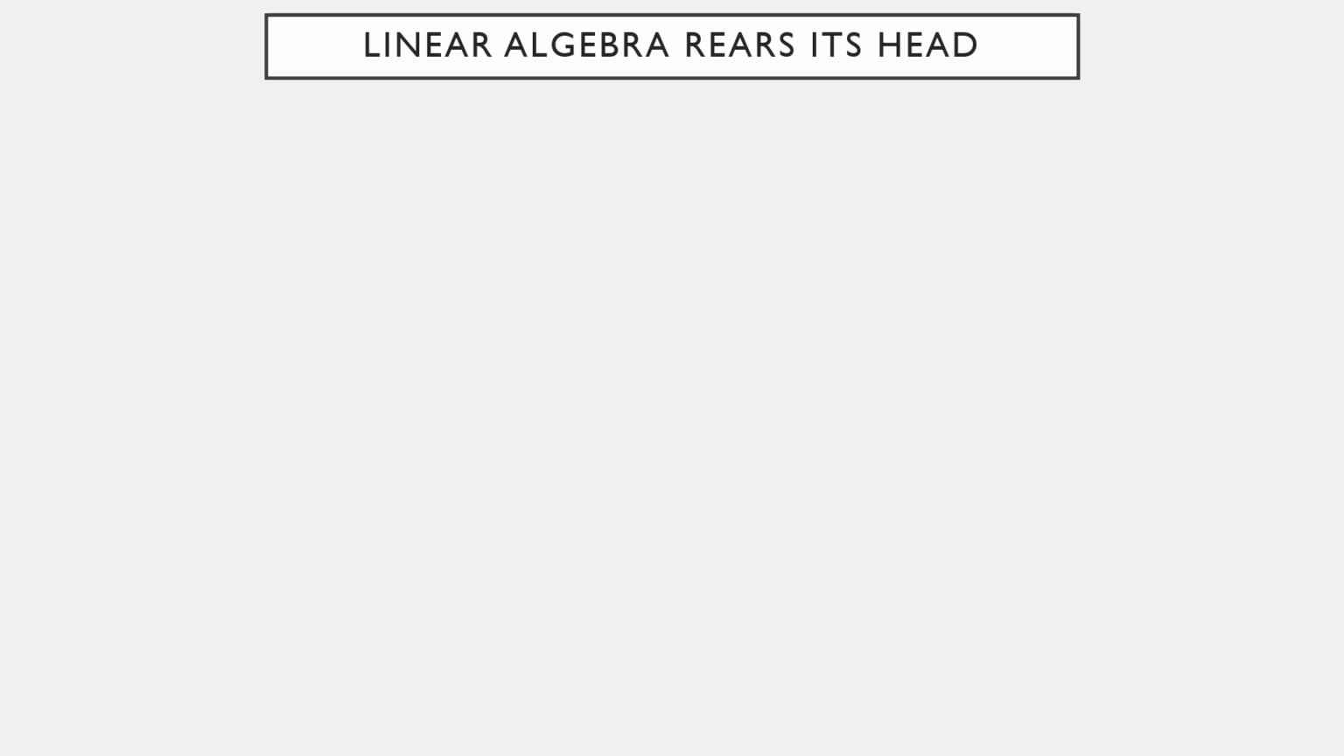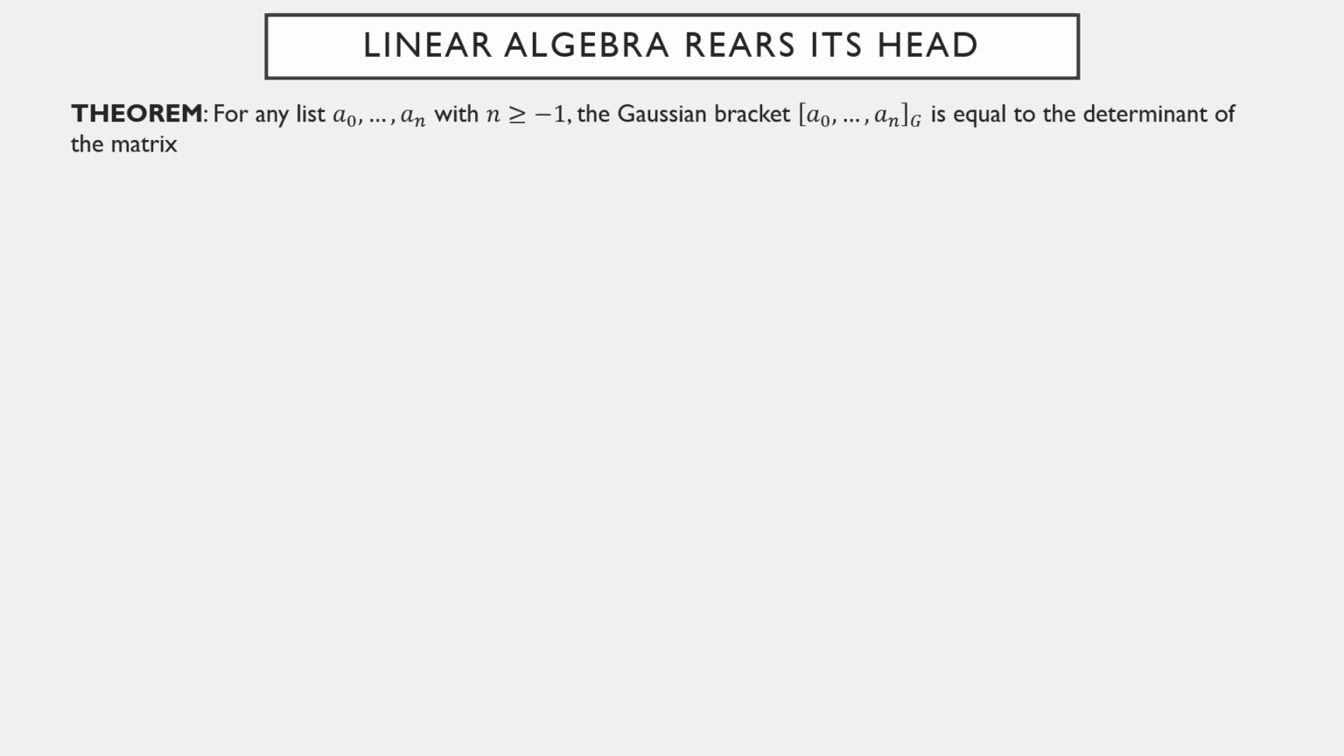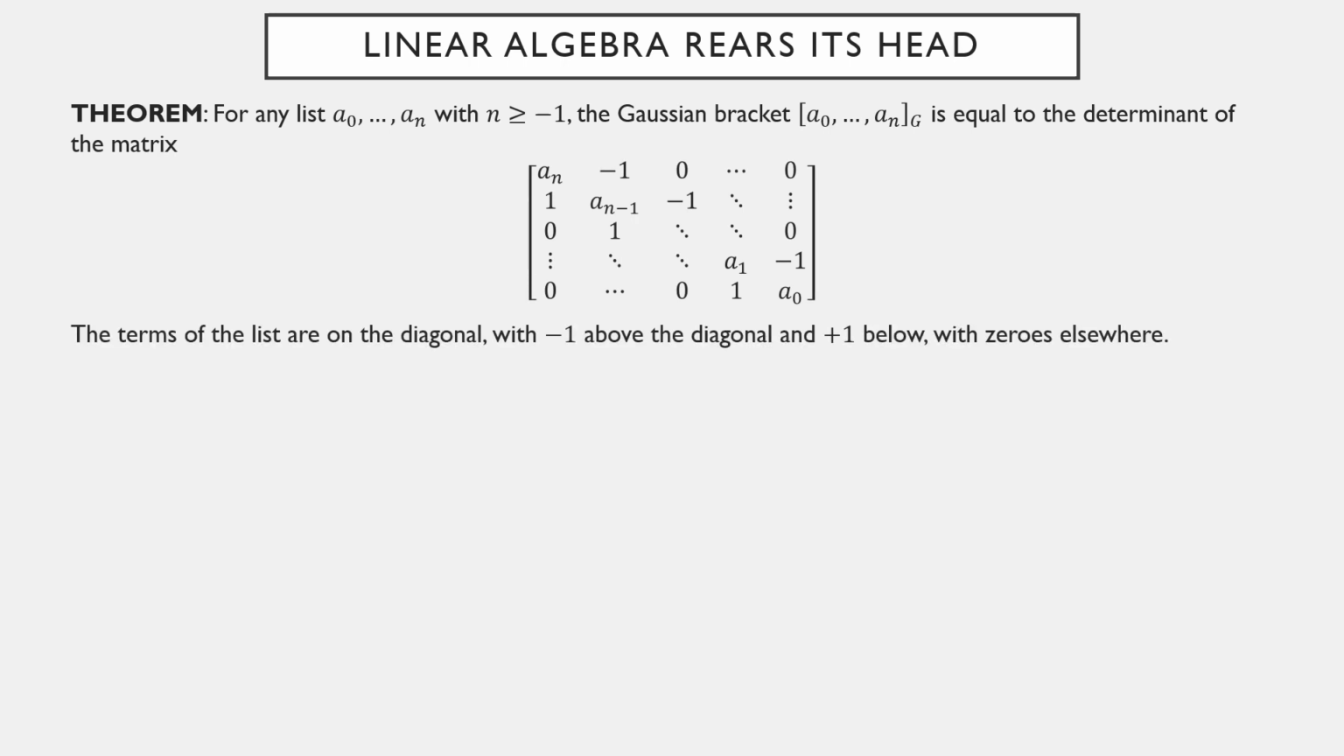Now, unsurprisingly, because it has a habit of doing so, linear algebra shows up. Suppose you have a list, a0 through an, where n is bigger than or equal to -1, which looks like a very weird condition. We'll see what this means in a minute. The Gaussian bracket of that list is equal to the determinant of the following matrix. Now this matrix looks awful, but all we're doing is we're putting the terms of the list in descending or reverse order along the diagonal. Above the diagonal we put -1s, below the diagonal we put +1s, and otherwise we have zeros everywhere else.